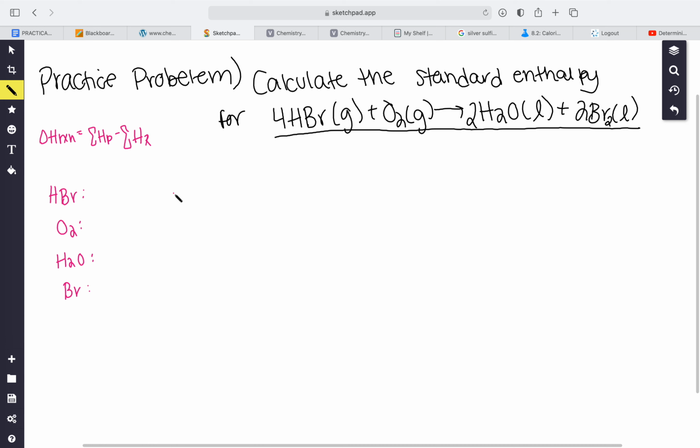Okay, so I'm going to go through them. Calculate the standard enthalpy for this reaction, which is 4HBr gas plus O2 gas yields 2H2O plus 2Br2 liquid. I'm keeping in mind that this is the equation. The first thing I like to do is find the standard enthalpy of formation for each of these. So let's look at HBr first.